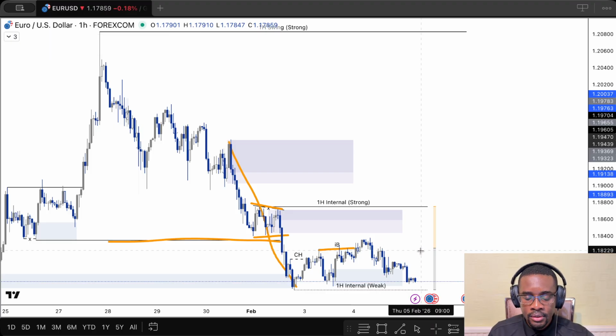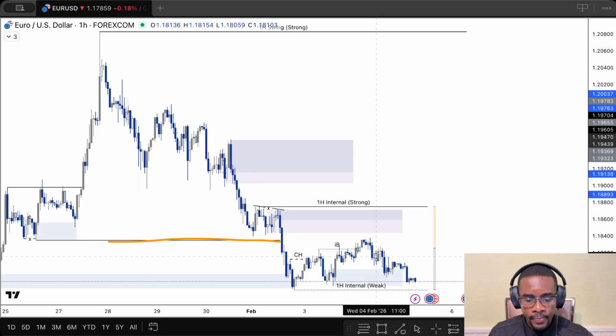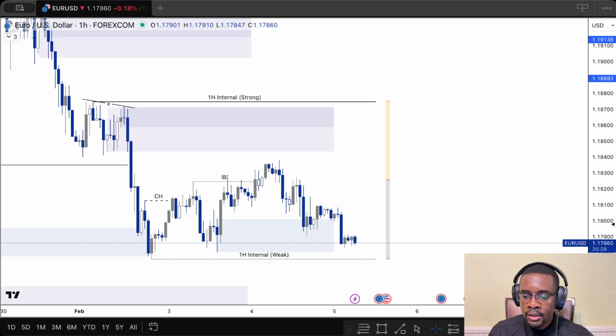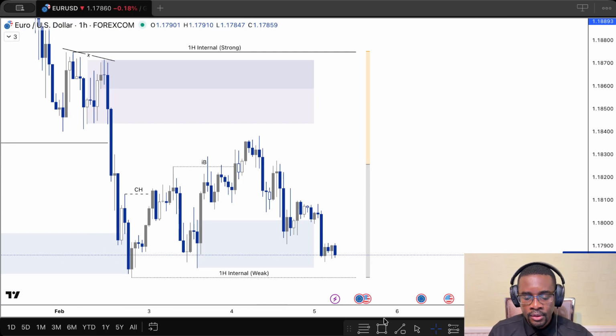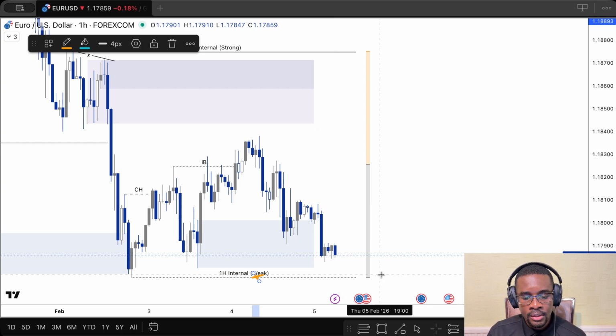However, we did not reach the supply. We just got into the premium of the range. We mitigated the premium of the range, and that was enough to switch price bearish. So as of now, the expectation would be that this low, this internal weak low, is going to fail. It's going to be broken. That is the expectation now.